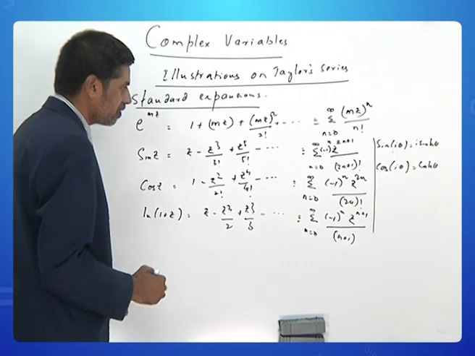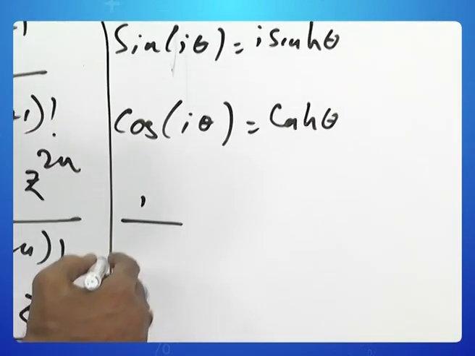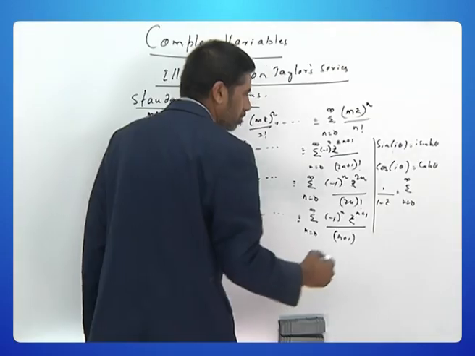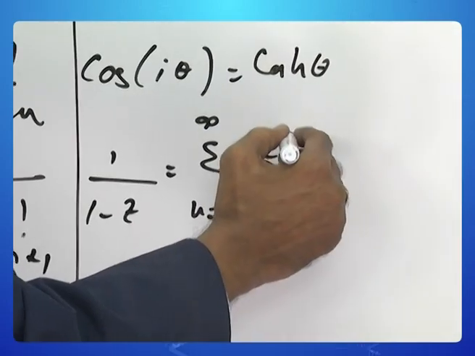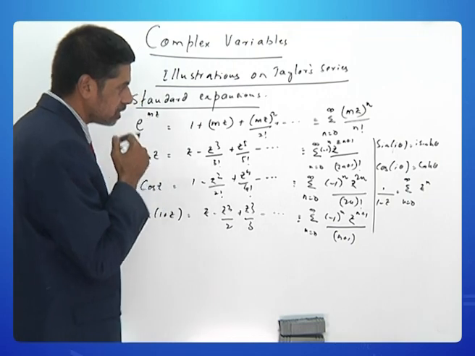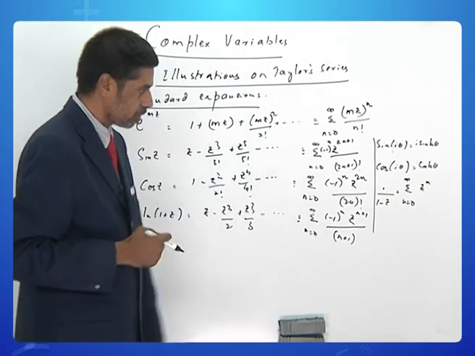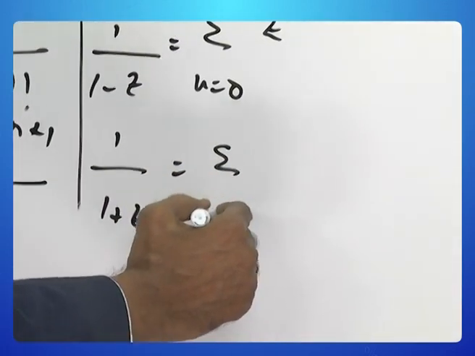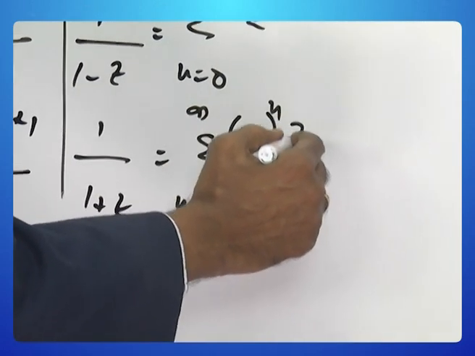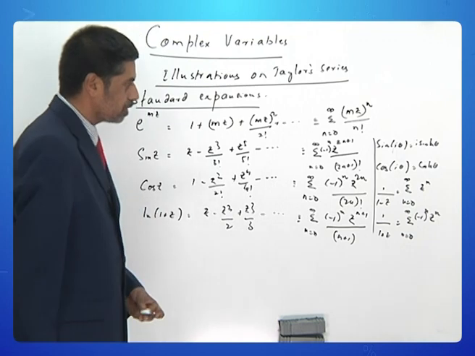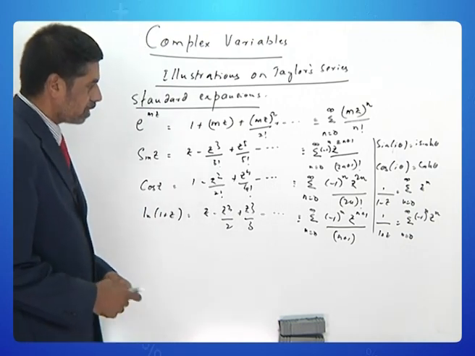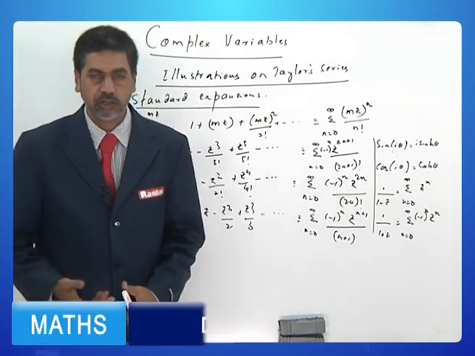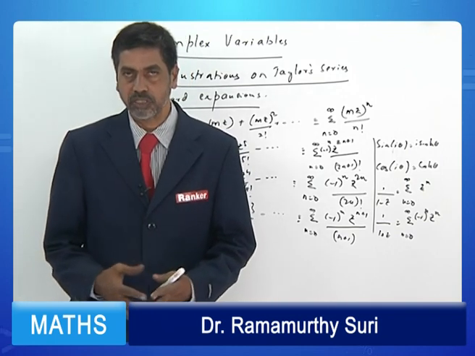I think to this list we must definitely add 1 by 1 minus z, which is summation n is equal to 0 to infinity z to the power of n. This is a geometric series. Actually, when you expand it, you will get 1 plus z plus z square and so on. 1 by 1 plus z is similar, but you will have to put a minus 1 to the power of n for that. So these are also very useful Maclaurin expansions. And of course, we can also discuss 1 minus z whole square and so on and so forth. If you are familiar with binomial theorem, all those things can be used.